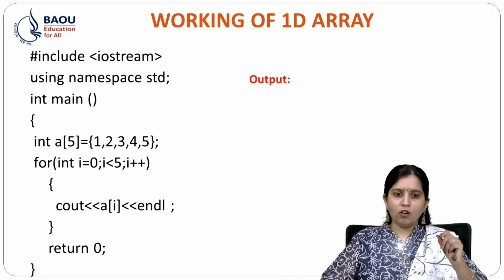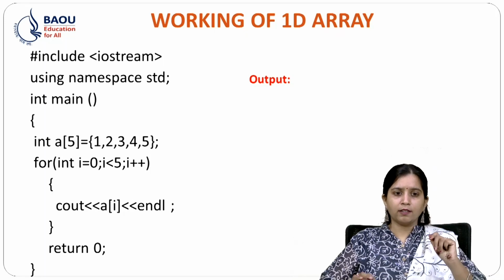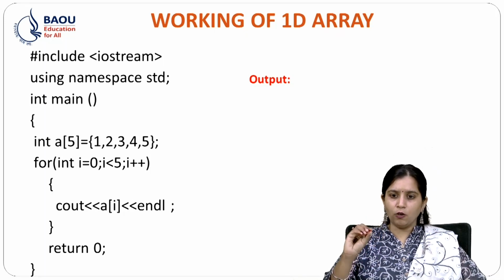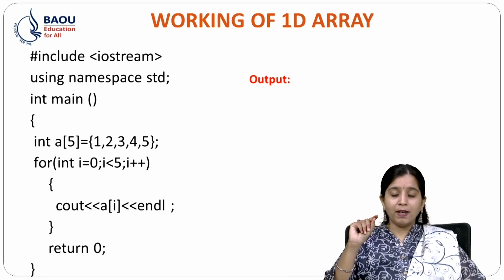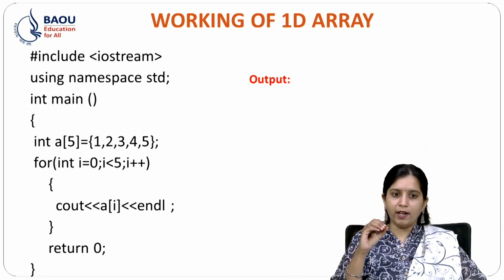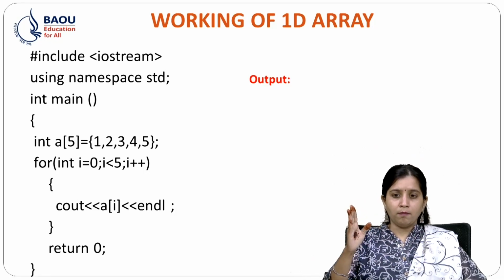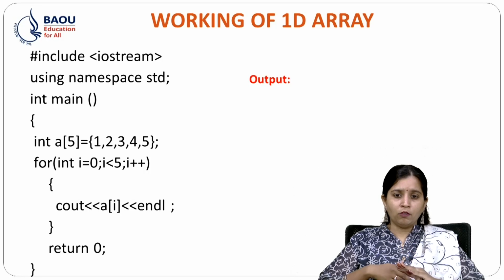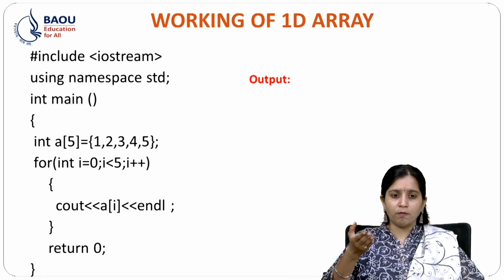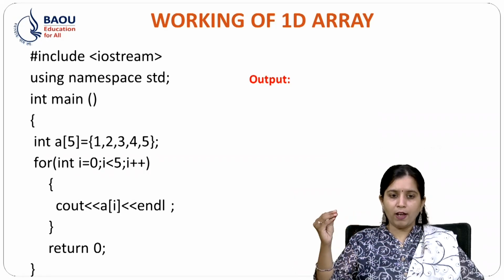So in the for loop, what we have done is initialize i with 0. Why have we initialized i with 0? Because array elements in our compiler always start with index 0, and i is less than 5. So 0 to 4 will be executed. But what we will see in the output is 1, 2, 3, 4, 5.